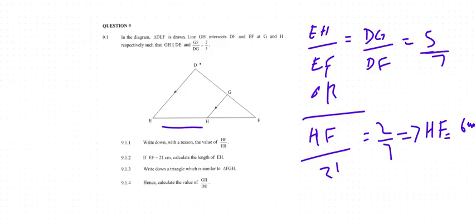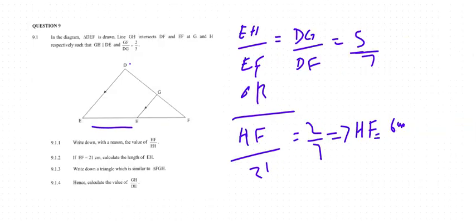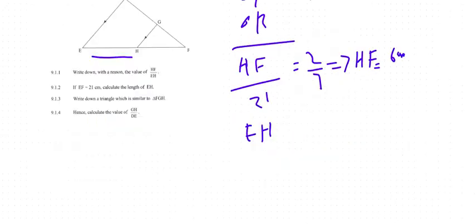So EH equals 21 minus 6, which becomes 15 centimeters. Okay, this is the value. What is the third point? Write down the triangle which is similar to FGH. We have to write the triangle that is similar to this, okay? So what is the triangle?